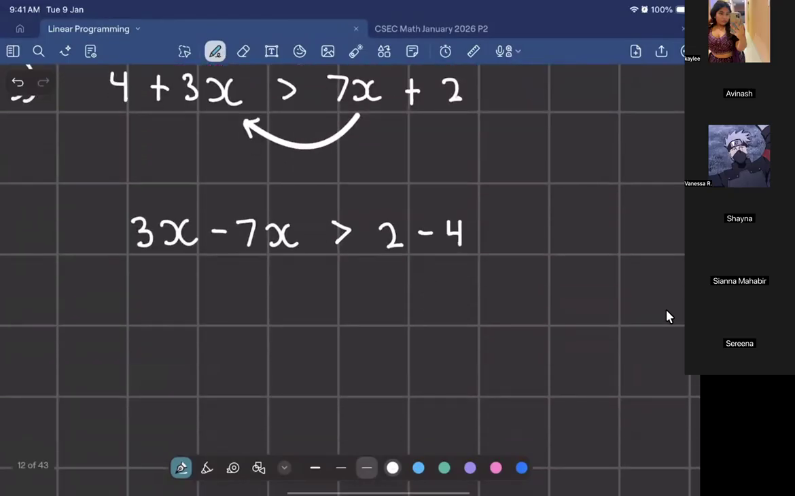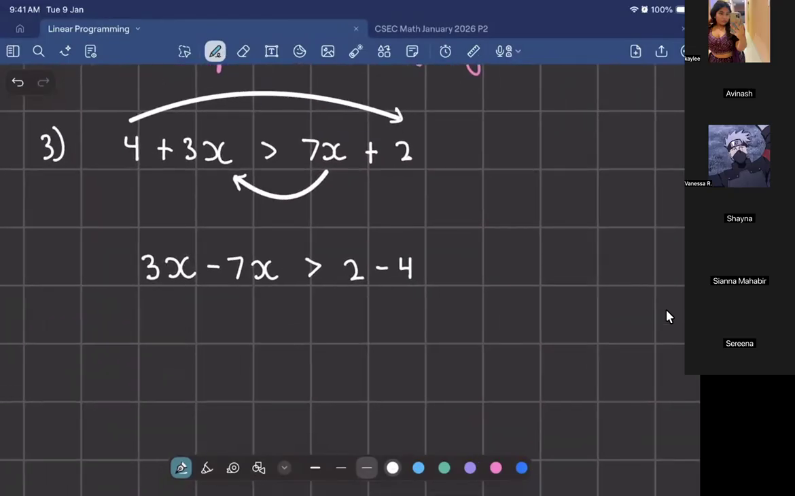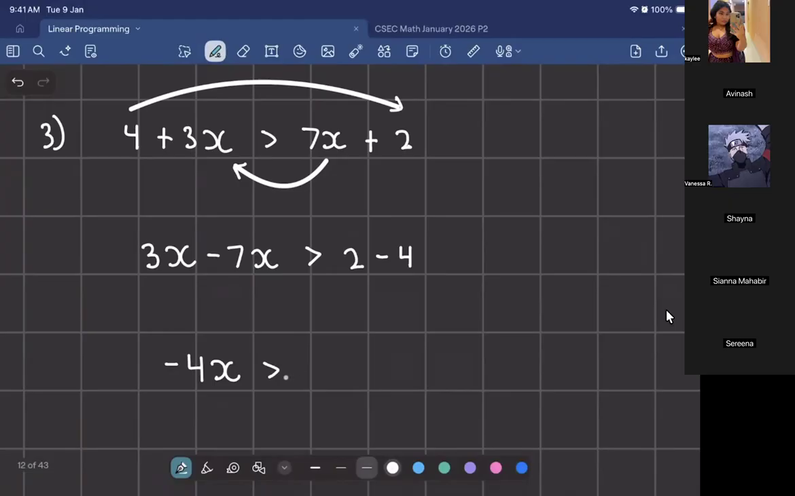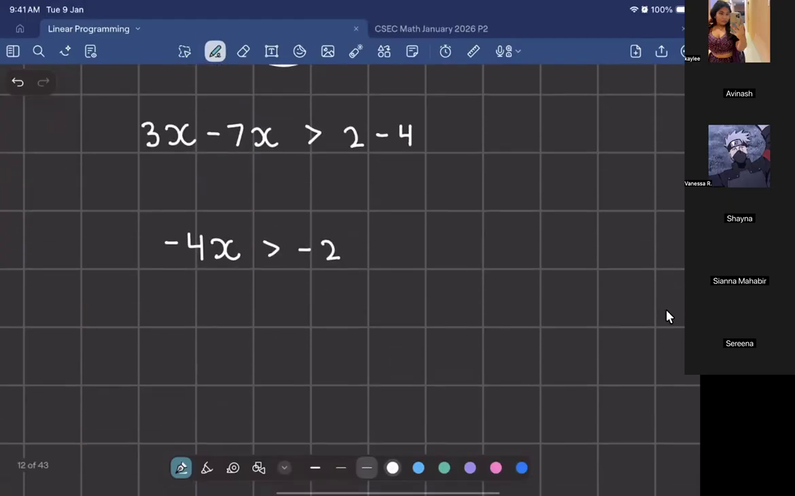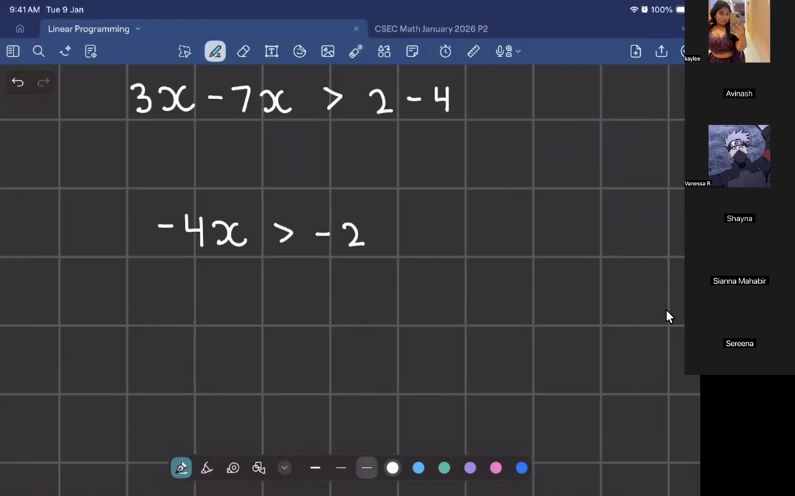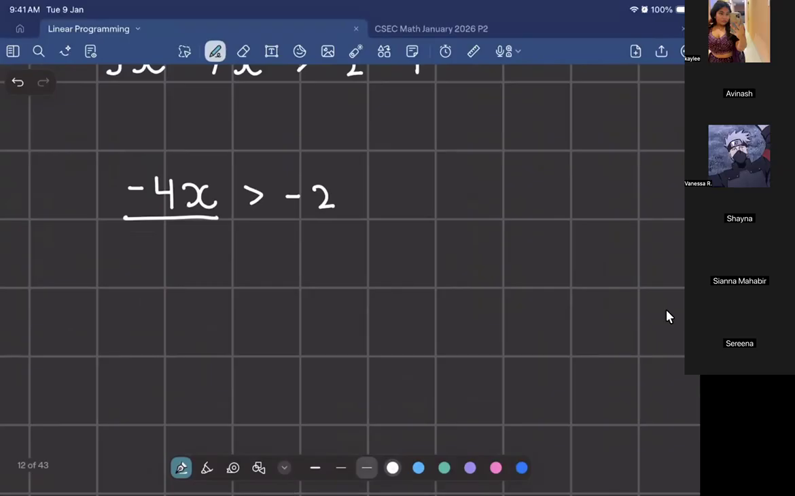Good. So what is 3x minus 7x? -4x. What is 2 minus 4? -2. Stay with me. Do I want to find -4x or do I want to find 1x? I just want to find 1x. So what would I do on both sides? You're going to divide it by 2? No, let's try to understand it. Right now, x is being multiplied by what?